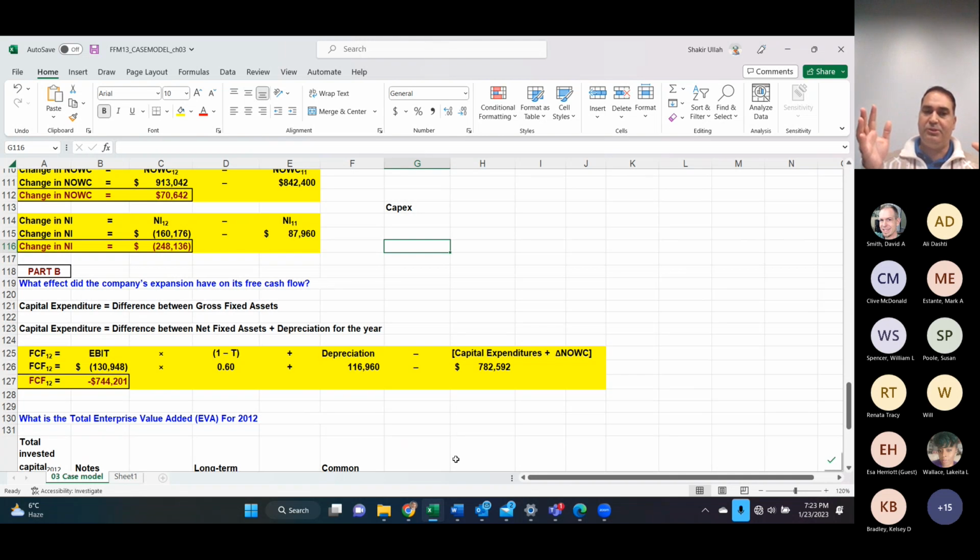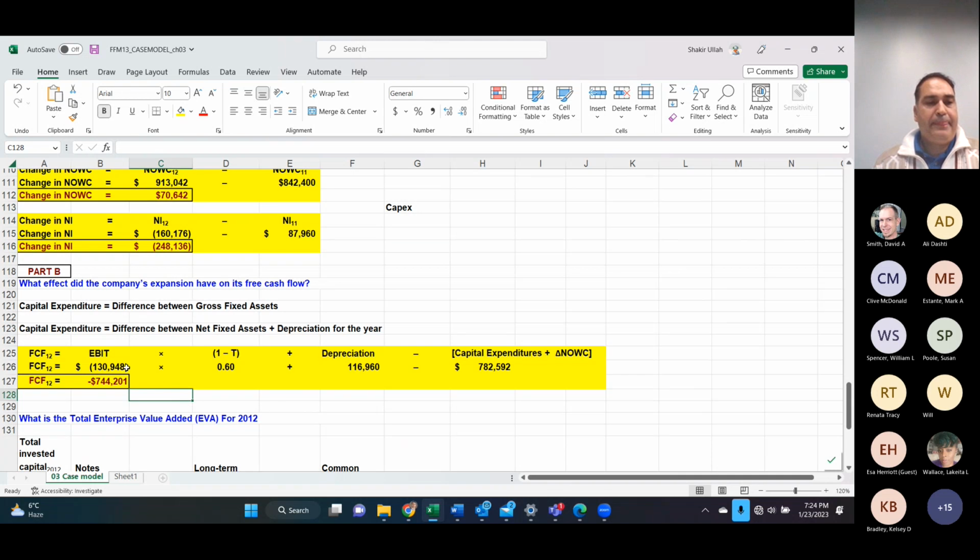Now that free cash flow can be used for anything. It can be used to pay out dividends, or maybe to do some more expansion or whatever, but that is what we call the free cash flow. Free cash flows is one of the valuation methods that we use when we find the value of a company. The company that generates a lot of free cash flow is considered to be a good company.